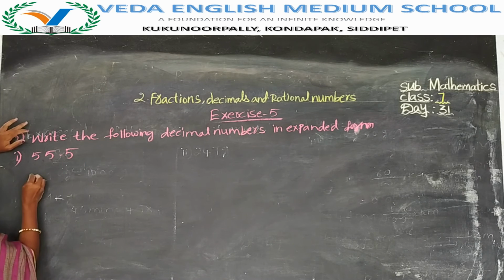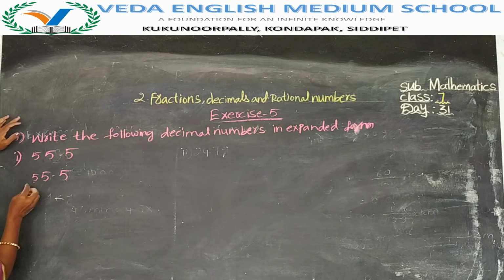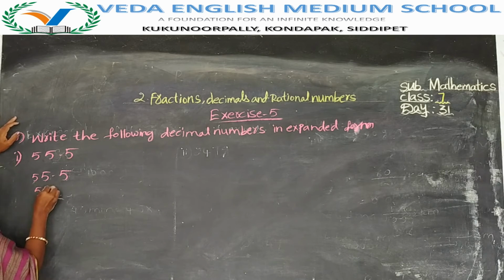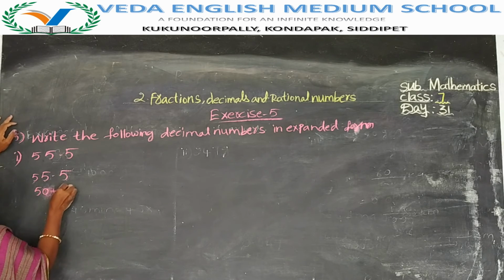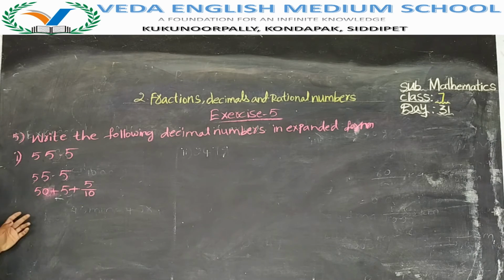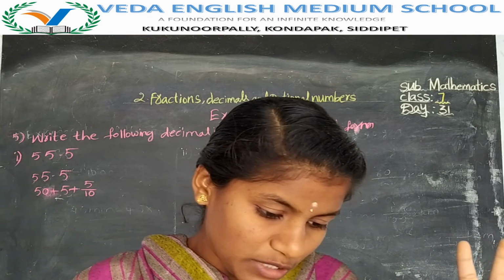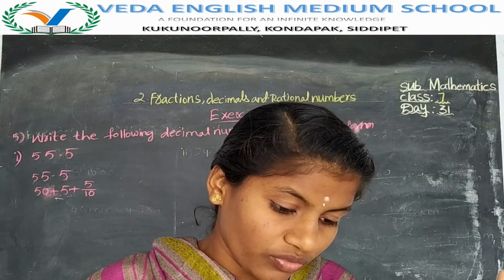So how to write the solution? 55.5: ones, tenths. This is tenths, 5 in the place of tenths. So you say 5 into 10, or directly you can say 50 plus 5 plus 5 by 10. Like this you have to complete. There are 5 problems up to here. I will explain the third one. The remaining are all your homework.